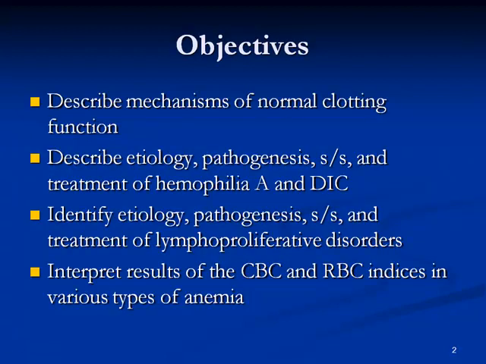There we go. Okay, so we have objectives for tonight to look at some normal clotting mechanisms, look at some particular diseases, hemophilia A and DIC, and then some hematologic cancers. And then we're going to look at complete blood count results and figure out what those RBC indices mean if you've never looked at those before.